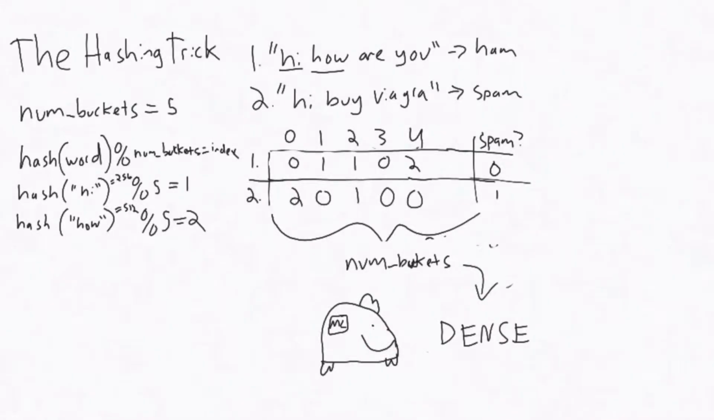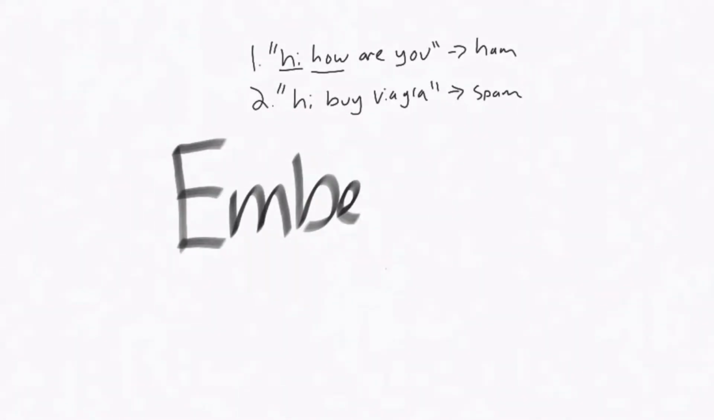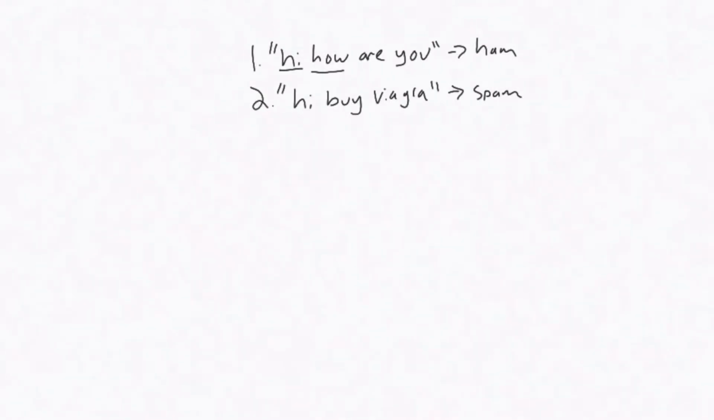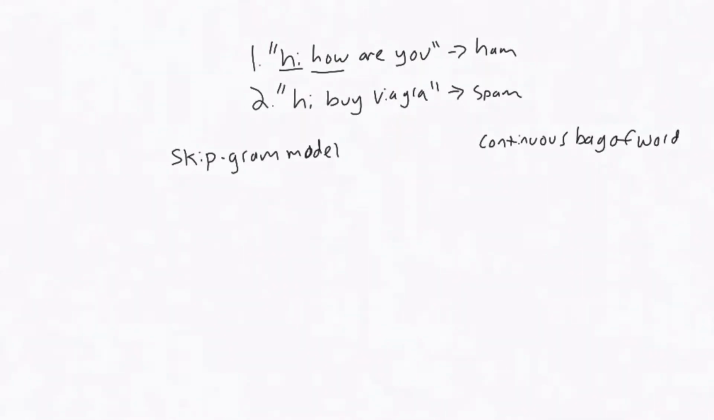But one problem with using bag of words models is that it takes every word out of context. You can fix this by using embedding, the other way of representing words in machine learning. There are two ways of doing embedding. One is called the skipgram model, and one is called continuous bag of words. In each one, you train a neural network to pre-process your data.